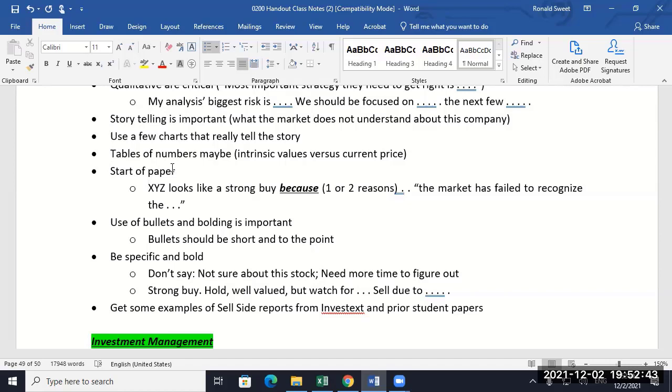Make sure you start with your final conclusion. The first thing you should see somehow is, is this a buy, a hold, a sell, a strong buy, a strong sell? That should be prominent at the beginning of your paper. Usually the first thing is what's your target price, what's the current price, and what's your recommendation. Sometimes you can have bullets up front. If you have 1 or 2 things you can say, you can put that right at the top, almost your title.